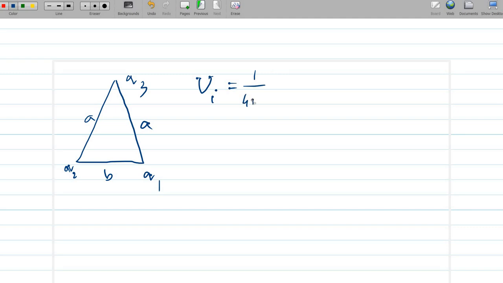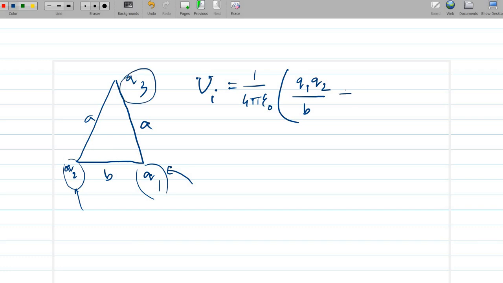It is 1 by 4 pi epsilon naught. Again, like before, first bring Q1, so you don't have to do any work. Then bring Q2, so it will be Q1 Q2 divided by B. Then, in the presence of Q1 and Q2, bring Q3. So this is going to be Q1 Q3 divided by A, because that's the distance between them. And then in the presence of Q2, Q3 has to do this work, Q2 Q3 divided by A. So that's the initial configuration.